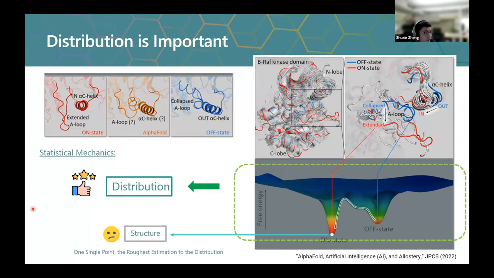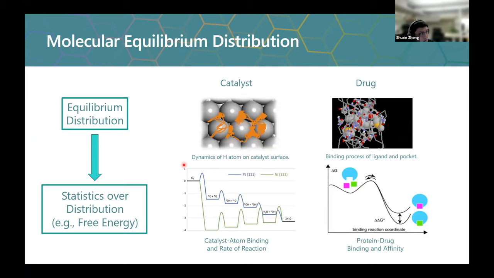Okay, so next page. Not only the distribution, but it can also tell us how to compute some macroscopic properties, such as energy, entropy, free energy, binding affinity, or, for example, the reaction rate of a catalyst. These macroscopic properties are actually the statistical average of some microscopic quantities over the equilibrium distribution, according to the principles of statistical mechanics. For example, the reaction rate of a catalyst depends on the probability of the reaction being in the reactive state and the transition rate between the reactive and the non-reactive states.